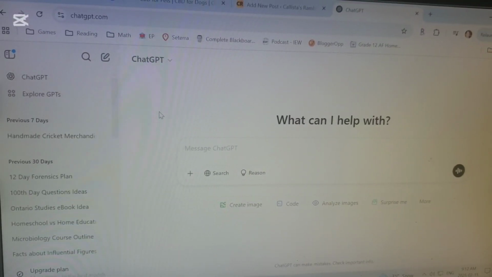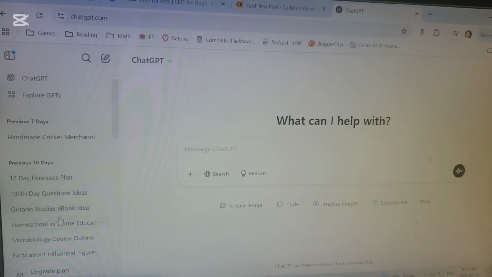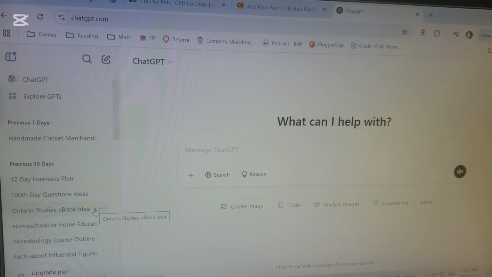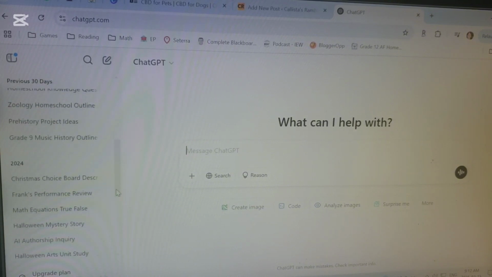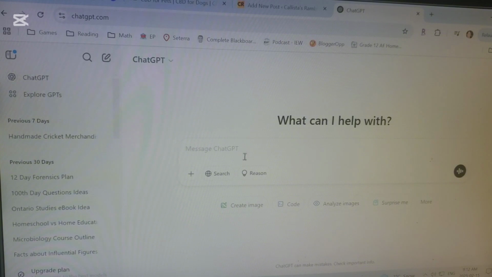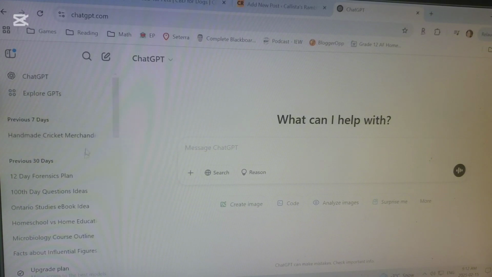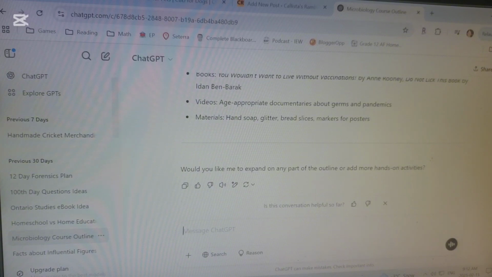Okay, so this is what it looks like when you go into ChatGPT. On the side here, this shows all the other things that I've done through ChatGPT in the past 7, 30 days, and in the last year. So if you've never used ChatGPT, this won't be here yet. But basically, you can ask whatever you want in the "What can I help with" section. And so in the past, I'm going to just show you the microbiology one I was talking about.